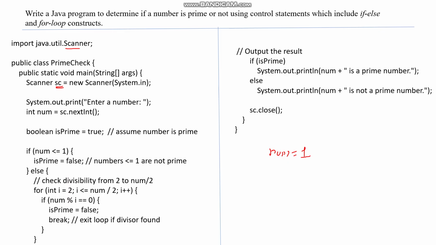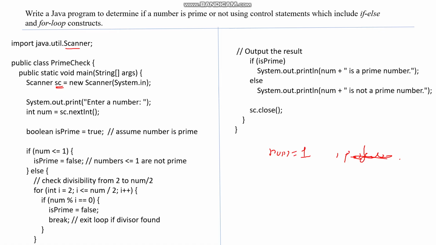If number is less than or equal to 1 — what is the number value? I gave the value 1. 1 is less than or equal to 1, the condition is true. When the condition is true, isPrime = false. Now this value becomes false. After that, go to the next one: if isPrime — what is the isPrime value? We are getting isPrime as false. When the condition is false, the else block: System.out.println("Number is not a prime number"), meaning 1 is not a prime number. sc.close(), we are closing this object here.